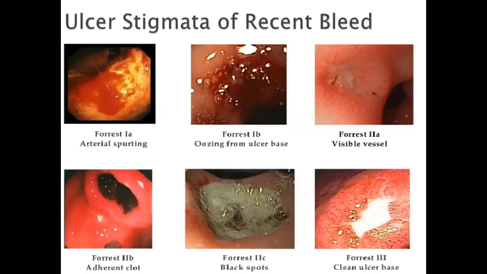So a spurting lesion on the top left. In the middle is oozing from the ulcer base. The vessel that you can see on the top right there, we would clip that. Adherent clot, and then little black spots, and Forrest 3 lesions, which are just clean ulcer bases. But these are all stigmata that this is probably your source of bleeding.